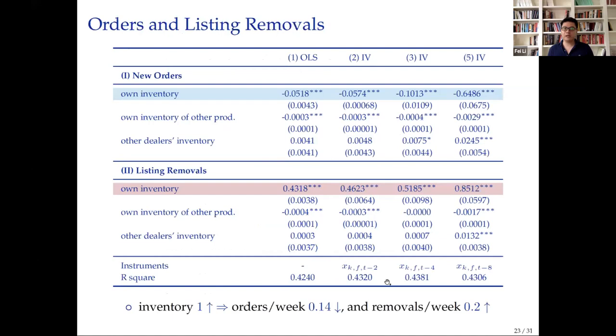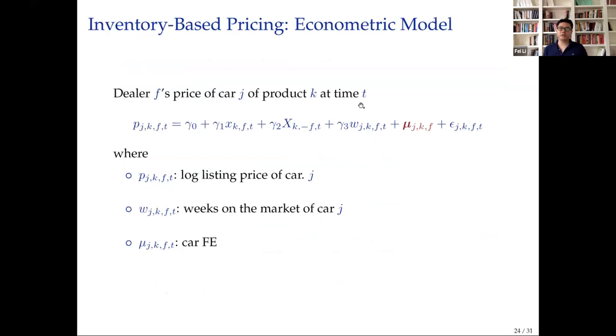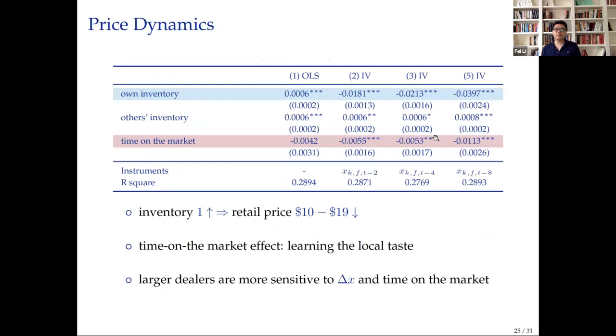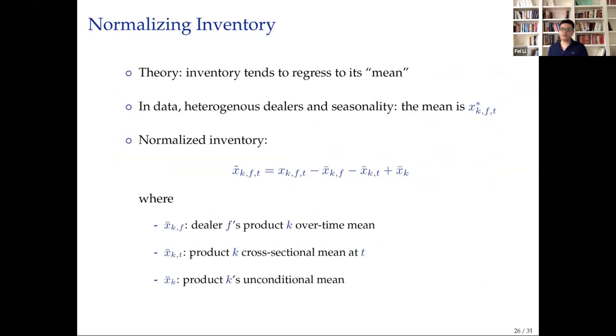We do the price regression, which is a regression at the car level, so we need to have the car fixed effect. Basically the result is similar, and you can see there is this time on the market effect. When time on the market becomes longer, the price will be lower. This effect is stronger when you look at a larger dealer. Okay, so we briefly look at the inventory, but I don't have time.